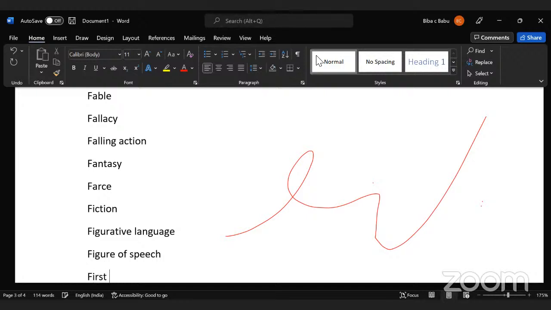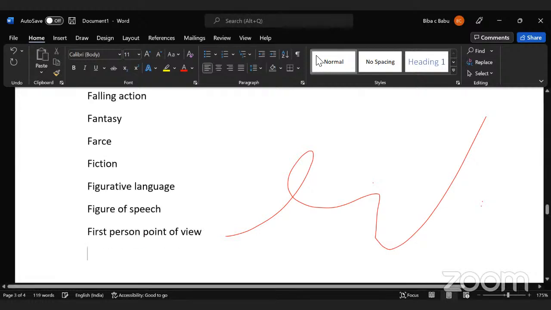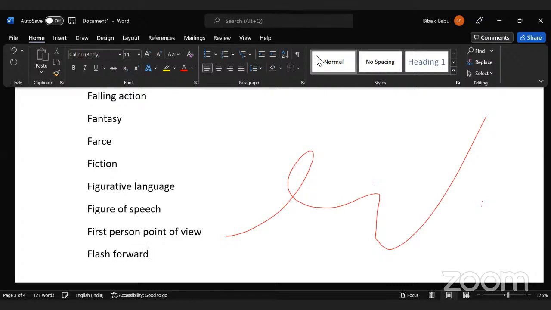Next is first person point of view. First person point of view is when the narrator refers to himself as I. When the story starts, I went there and I saw this. When there's I, it is called first person. You have second person. Second person is using he and she. He was there or she went there. That is second person point of view. Third person is you. Using you.